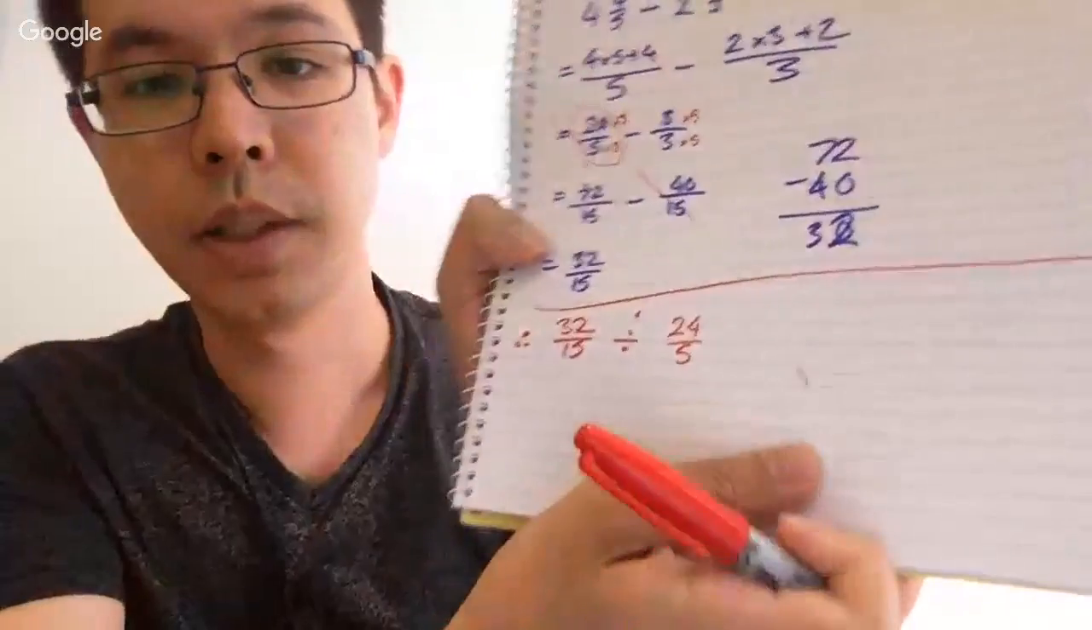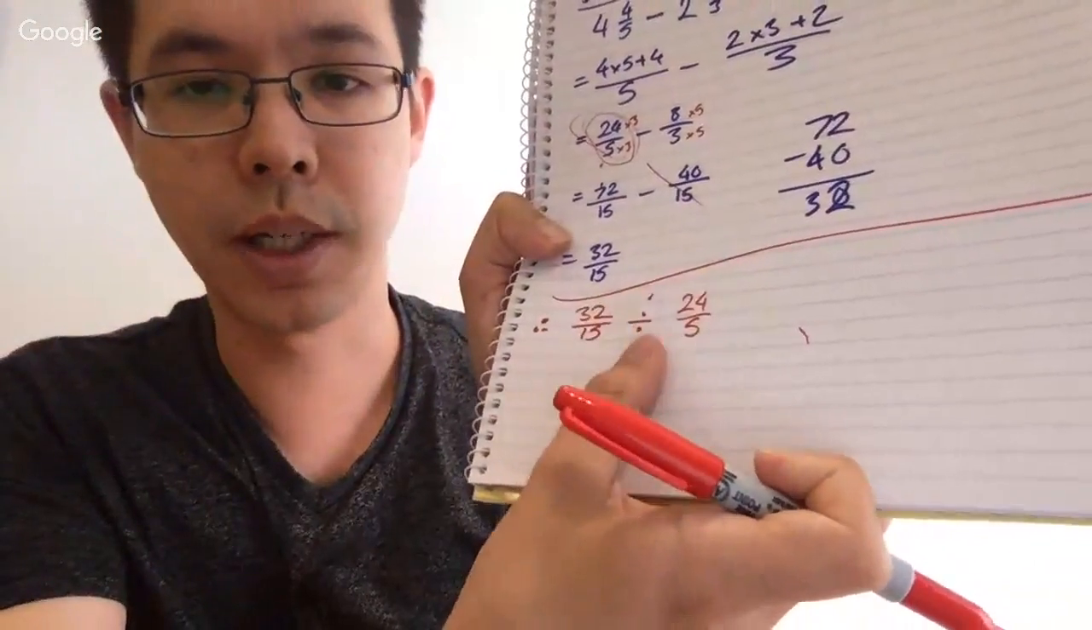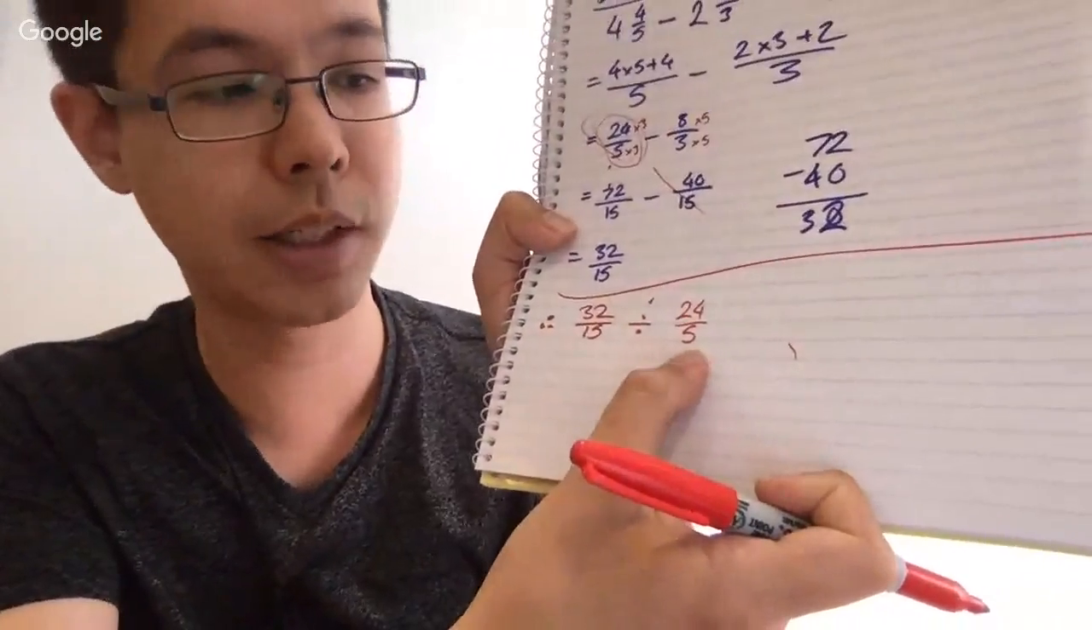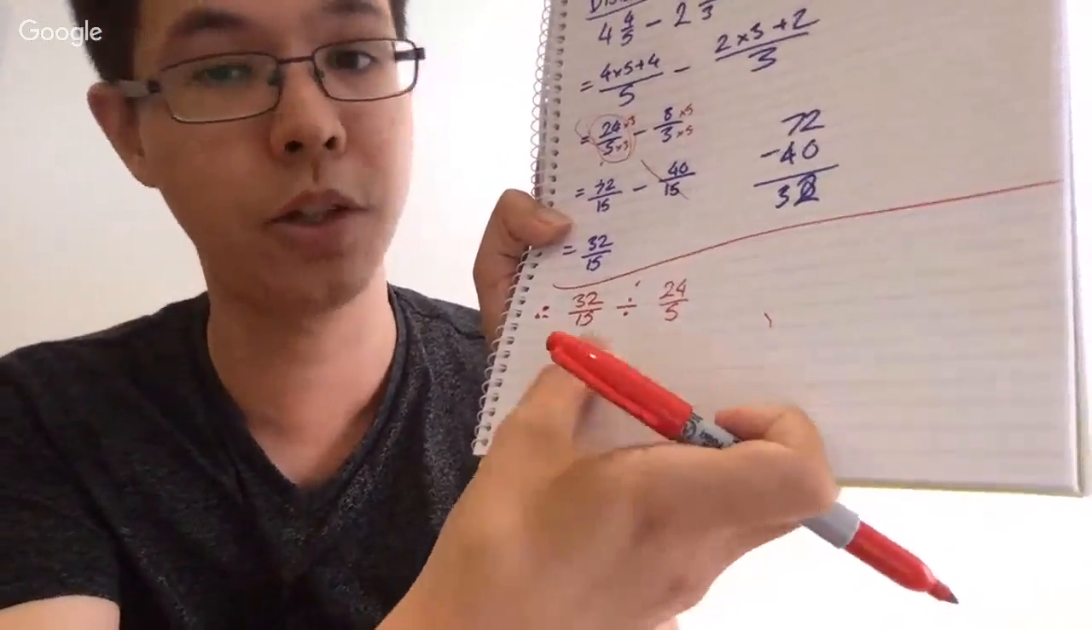So now I'm here. I'm now going to convert this by flopping this fraction upside down to its reciprocal, so it changes it into a multiplication problem that I can solve. 32 on 15 times by 5 on 24. Which gives me 2 times 5 is 10. 5 times 3 is 15. Plus 60. 15 times 24. Oh, God.